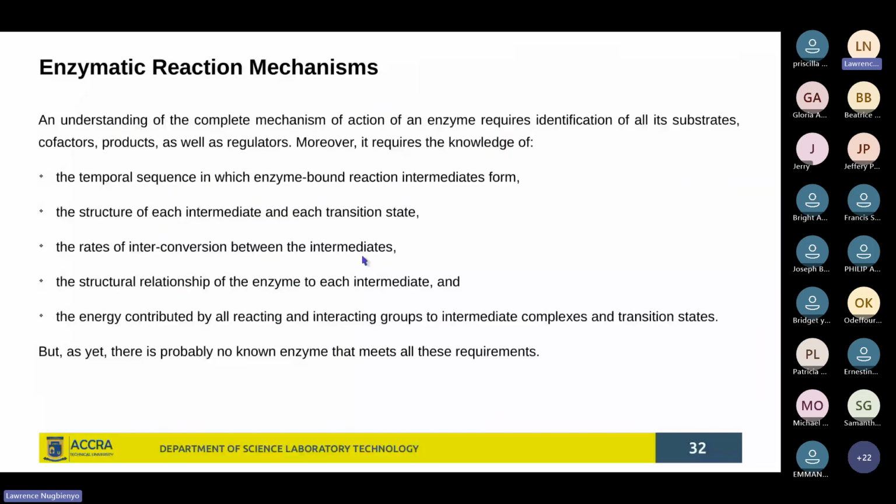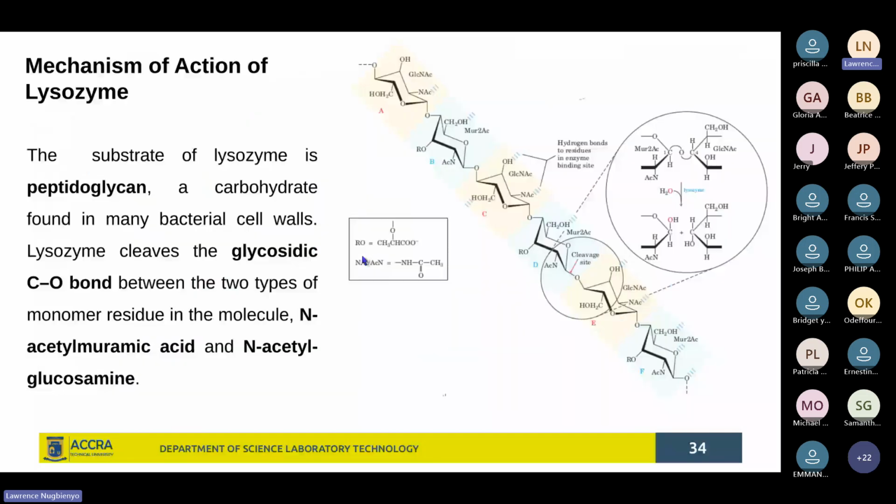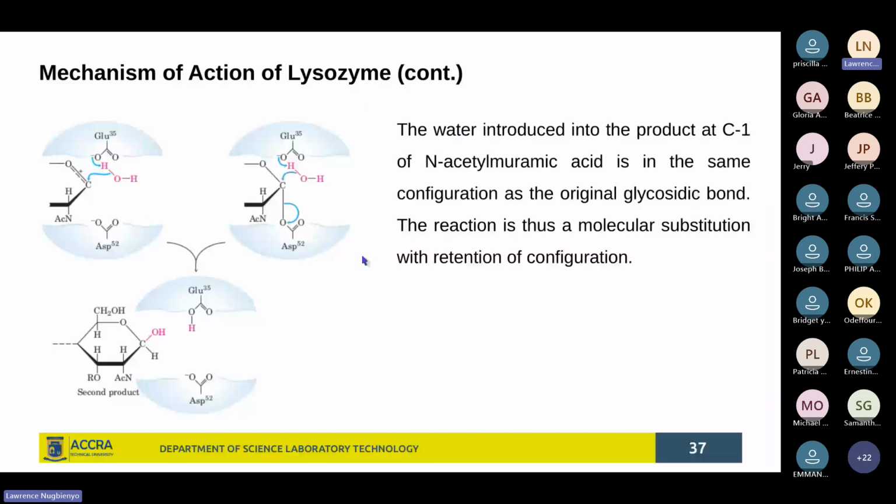The next time we meet, we will look specifically at some mechanisms of reaction, like the mechanism of action of chymotrypsin. We'll look at the mechanism of action of lysozyme in breaking bacterial walls, along those lines. So we'll look at that. But for now, we'll end here.